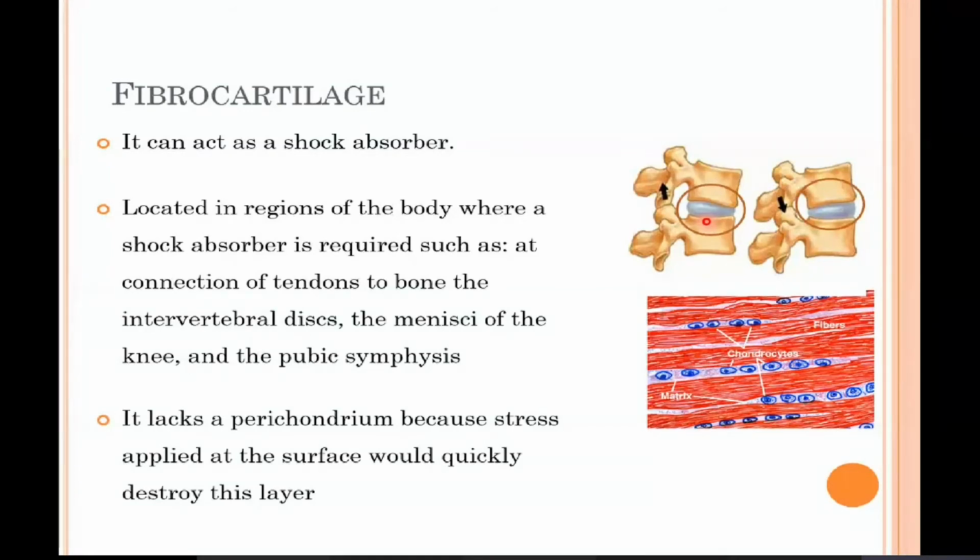It does not have perichondrium because the stress applied to the surface disintegrates the perichondrium, and as a result the required nutrient is diffused from the adjacent bones. As a quick recap, we will see the comparative structures of three different types of cartilage.